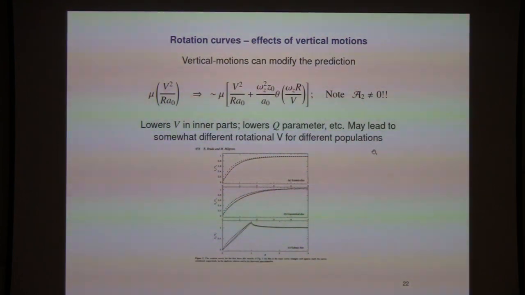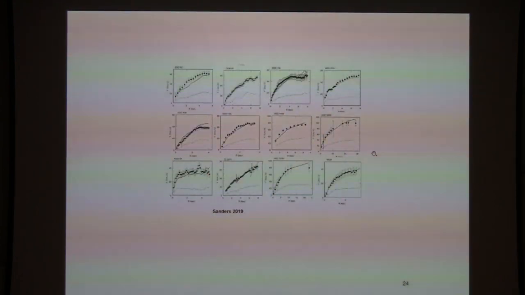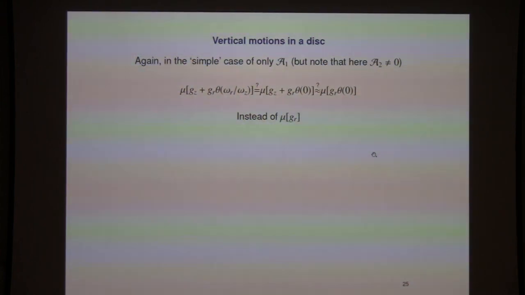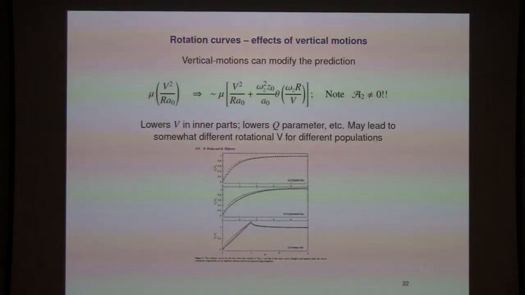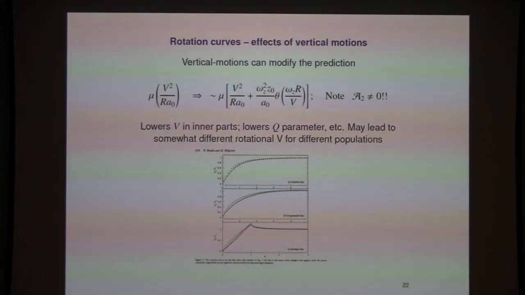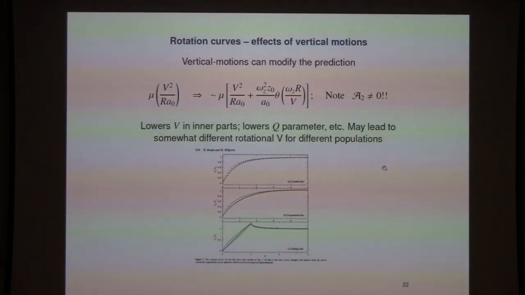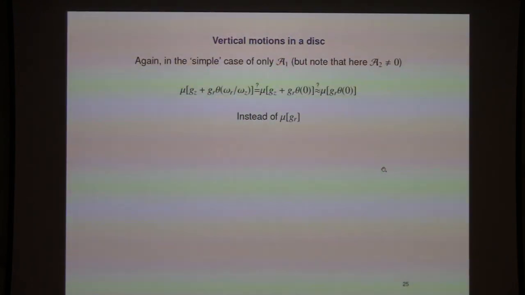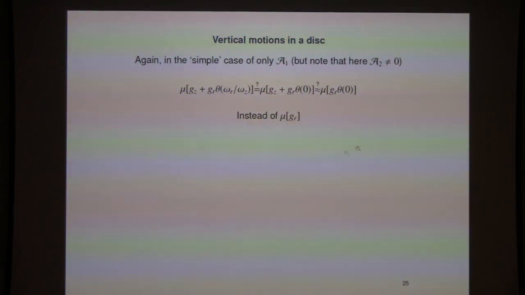I should also mention that because different populations in the galaxy do have different Z motions, different Z acceleration, they could have somewhat different rotation curves as well. Of course there's some effect on the vertical motion. Okay, it's just what I mentioned in the beginning when I anticipated that I will not really be able to explain all this.